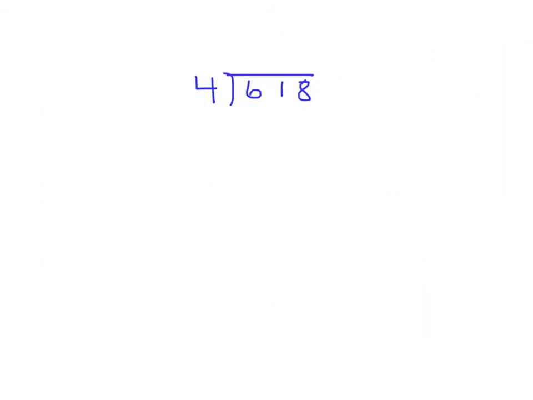Now let's look at a slightly different variation. It's very close to the same problem. A second ago we did 616 divided by 4. This time we're going to do 618 divided by 4, so that way we can talk a little bit about remainders.